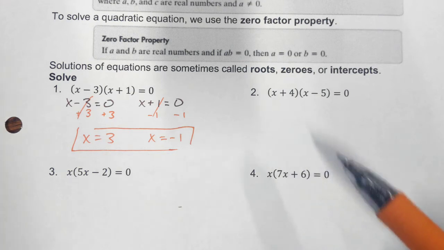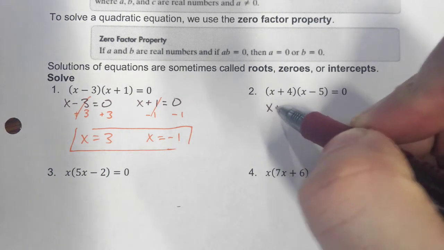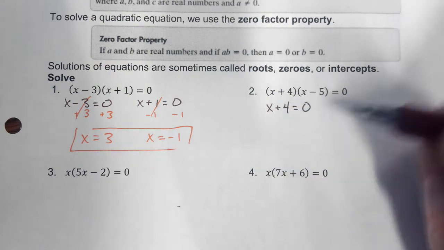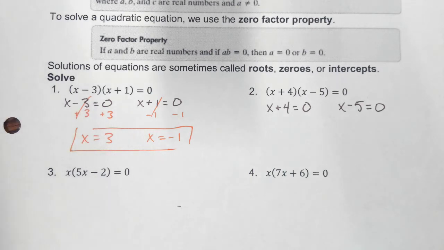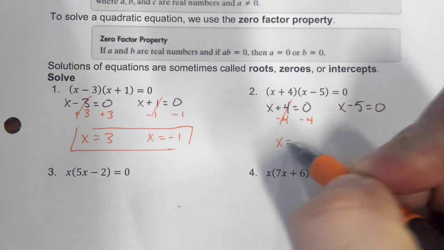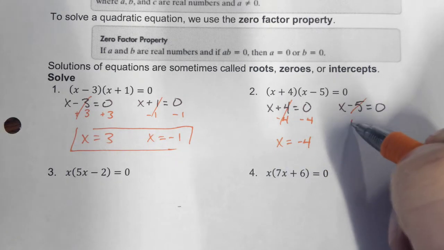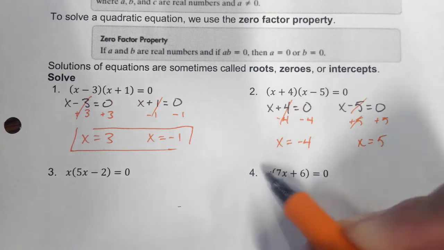Number 2 is really the same thing. Take each factor and set it equal to 0 in its own separate equation, and then those are nice and easy to solve. On the first one, you subtract 4 from both sides, and x equals negative 4. On the second one, you would add 5 to both sides, and x equals 5. There are your two solutions.